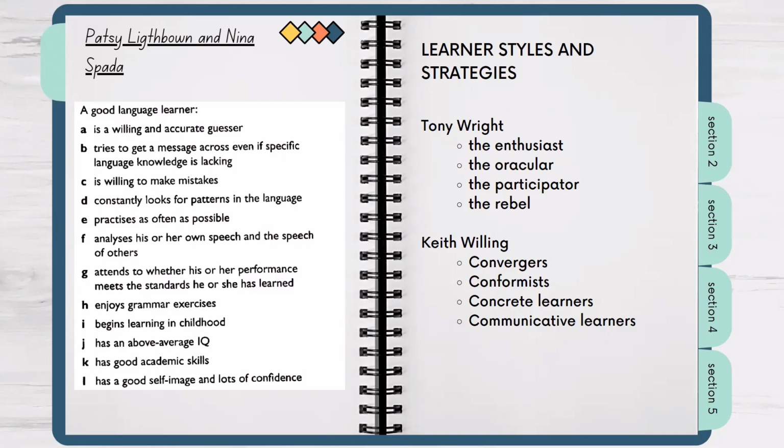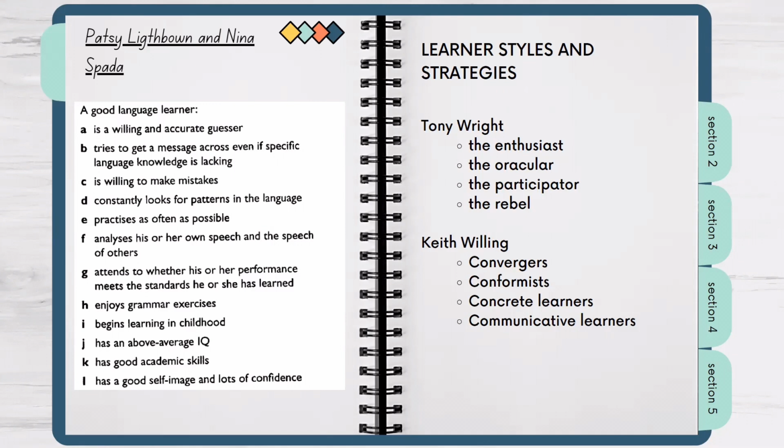The methodologist Tony Wright described four different learner styles within a group. The enthusiast looks to the teacher as a point of reference and is concerned with the goals of the learning group. The oracular also focuses on the teacher but is more oriented towards the satisfaction of personal goals. The participator tends to concentrate on group goals and group solidarity.